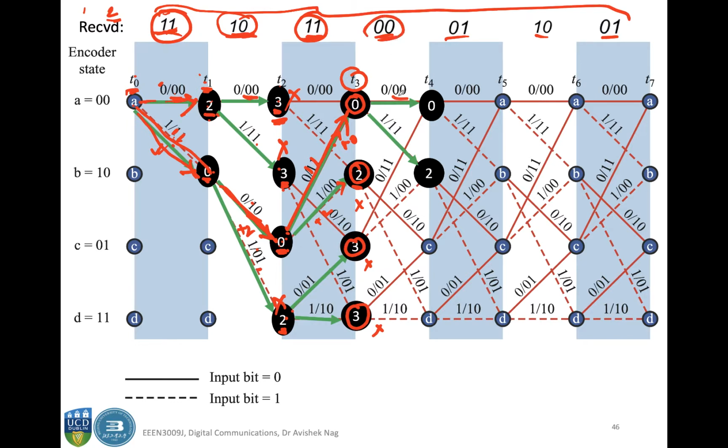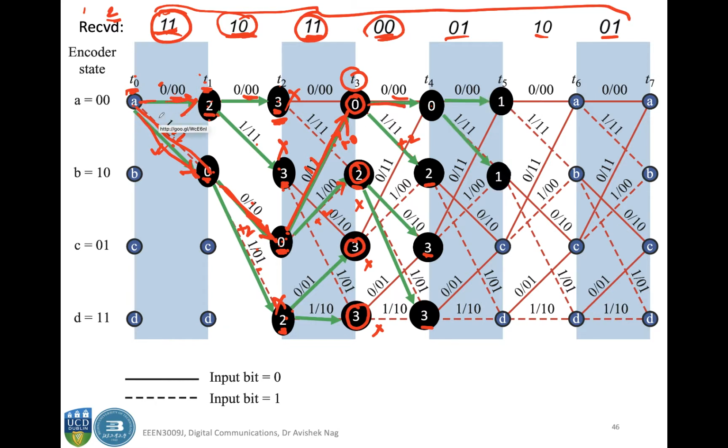I will proceed further with this path, and again check the Hamming distance with these 2 bits here. This is 0, so this still remains 0. This is 2, so the accumulated path length becomes 2 at this stage, because we are adding plus 2. And if we had taken this other path, then the accumulated path length would have been 3. So this is still the shortest path.